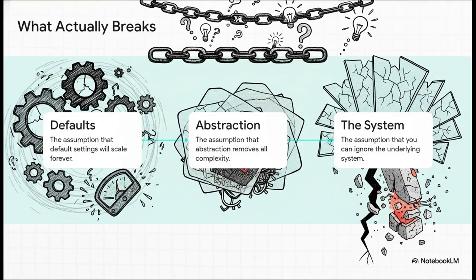So what actually breaks? Well, it's not etcd. It's not even Kubernetes, really. What breaks, what shatters, are our assumptions. The assumption that the defaults will scale forever. The assumption that a good abstraction means you can just completely ignore what's happening underneath. And the assumption that you can get away with not understanding the underlying system. Those are the things that don't survive contact with reality.